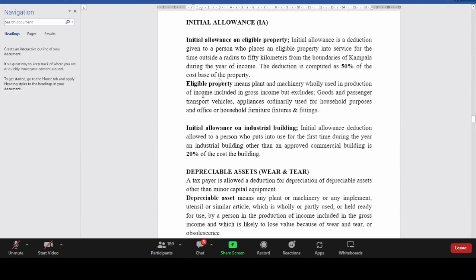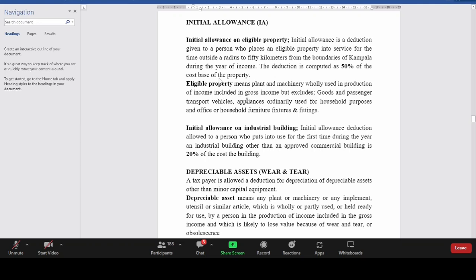Maybe if I re-echo it, just to review it, they're saying initial allowance is the deduction given to a person who places an eligible property into service for the first time, guys, it should be for the first time, outside the radius of 50 kilometers from the boundaries of Kampala during the year of income. The deduction is computed as 50% of the cost base of that property. What is eligible property, which they are trying to stress there?